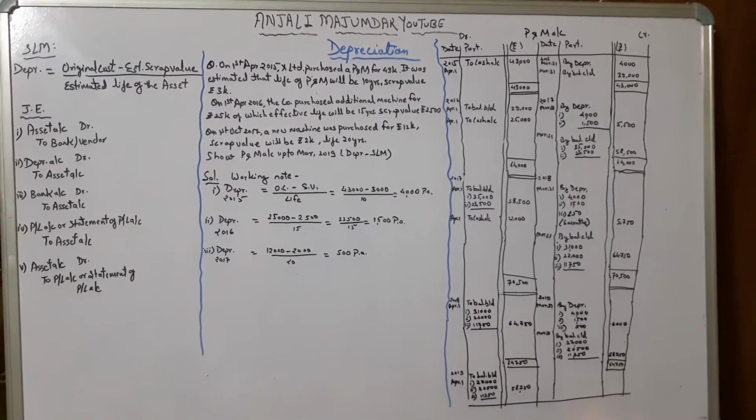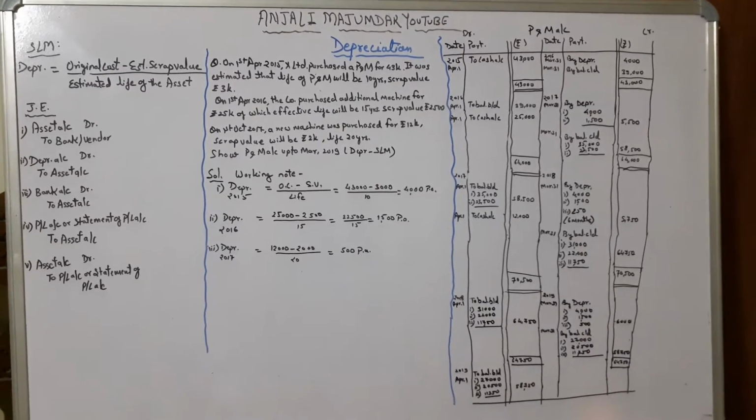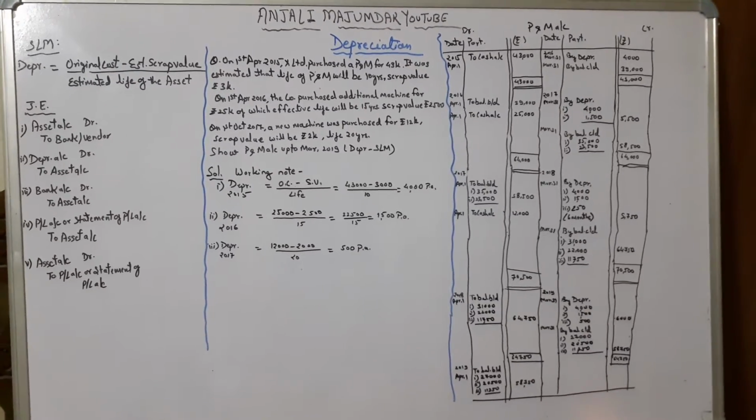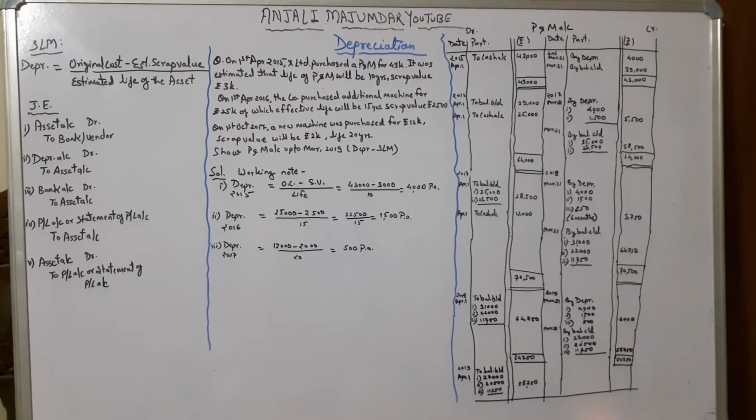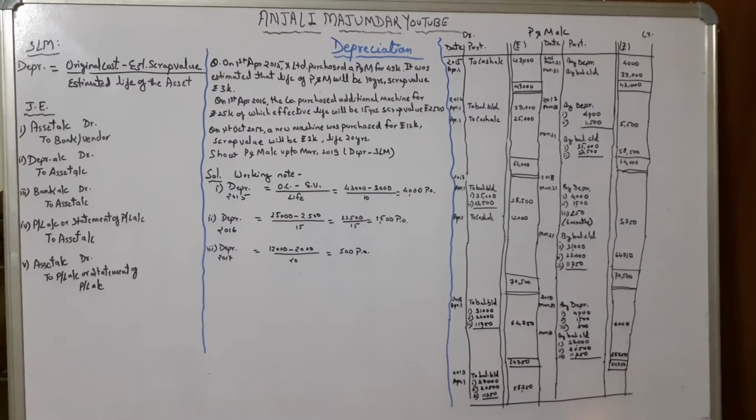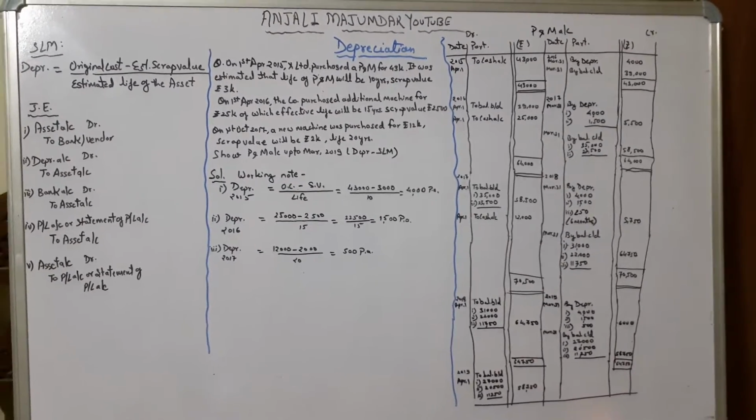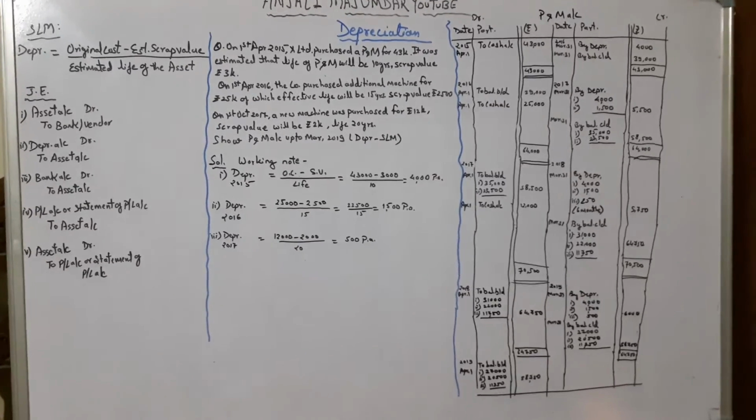After a certain period, when you sell the machinery, whatever resale amount you get is known as scrap value, divided by estimated life of the asset. Estimated life represents the period in which the asset can be used.